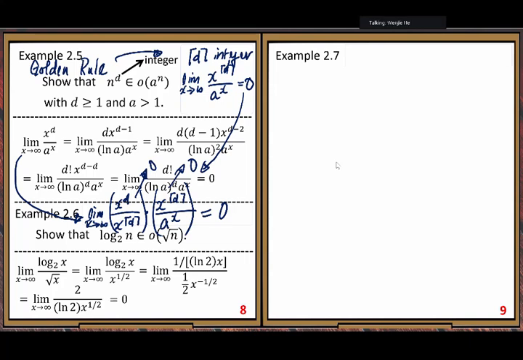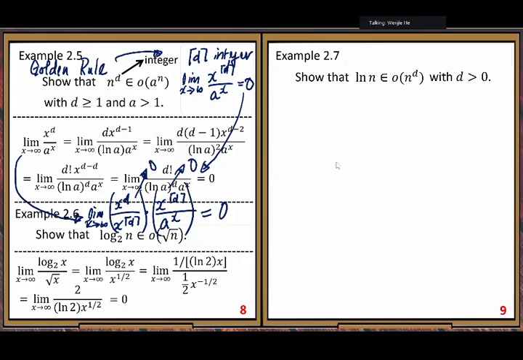Example number 7. This time it's still a power function, n to the d. Natural log belongs to little o of the power function n to the d, but this d only needs to be positive. For any d that is positive, we have this little o relationship.